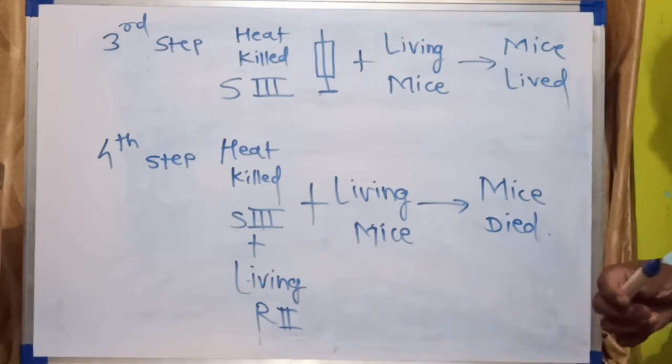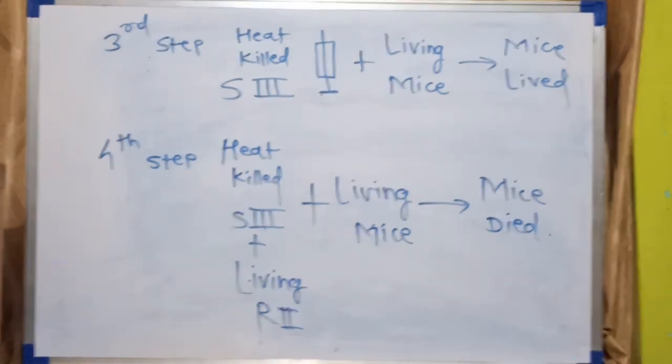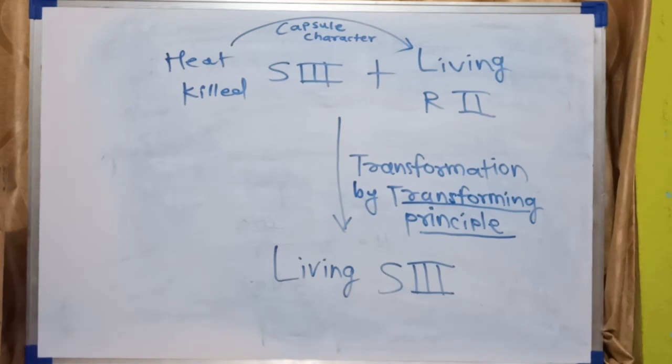So let's see in the diagram how it happened. Hello students, as you can see in the diagram, the heat killed S3 cells were mixed with living R2 cells. No doubt, all heat killed S3 cells were confirmed that they are killed. Then also something from dead S3 cells was taken up by R2 living cells, which was one extra character from the S3 cells, that is capsule character. So these living R2 took the capsule character from heat killed S3 cells and converted into living S3. So living R2 got converted, or transformed, into living S3.